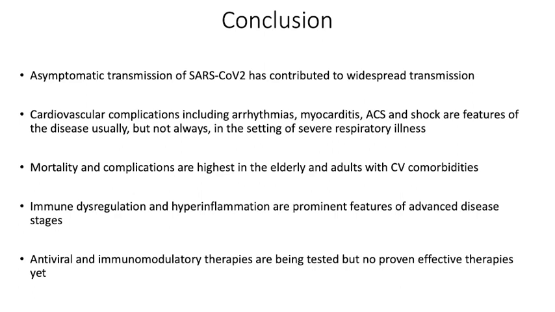So in conclusion, asymptomatic transmission is most probably what is behind the widespread transmission of SARS coronavirus 2, leading to this global pandemic. COVID-19 has multiple cardiovascular manifestations, including arrhythmias, myocarditis, acute coronary syndrome, and shock. Those usually happen in the setting of severe respiratory illness, but that is not always the case and could happen independently. Mortality and complications are highest in the elderly and adults with cardiovascular comorbidities. Immune dysregulation and hyperinflammation are prominent features of advanced disease stages.